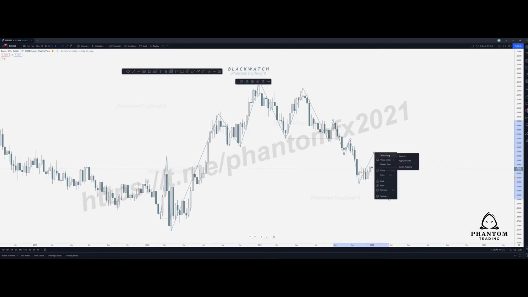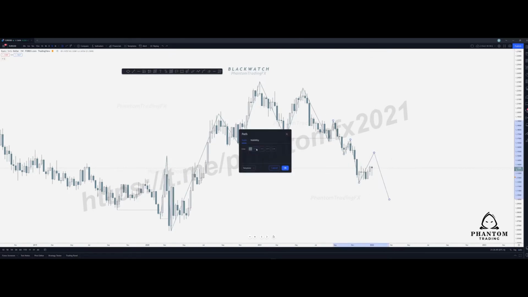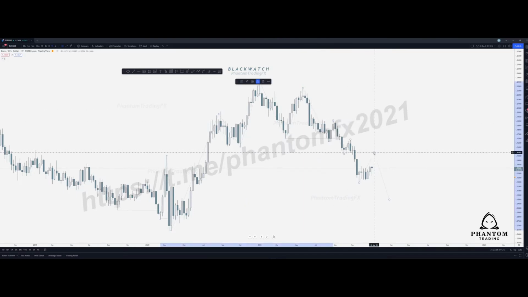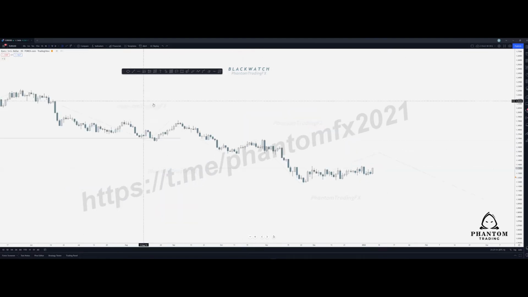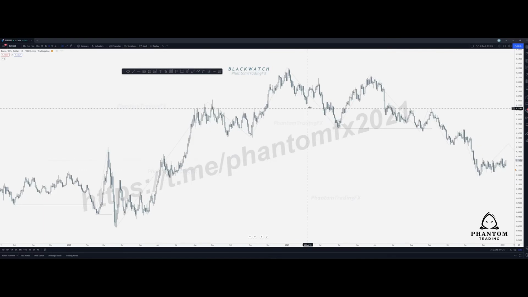So what we'll do is I'm going to drop the opacity on this. Oh, sorry, there's two of them. Unlock it so I don't lose it. Right, and now what we'll do is we'll go down to the daily, and we'll focus on some more of the recent structure.